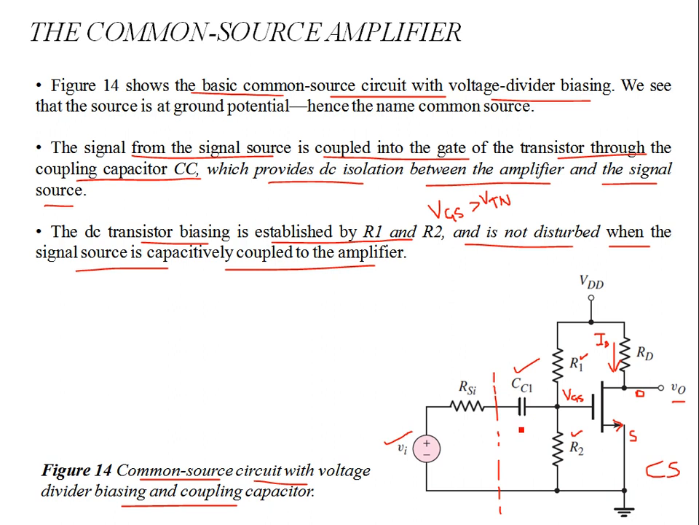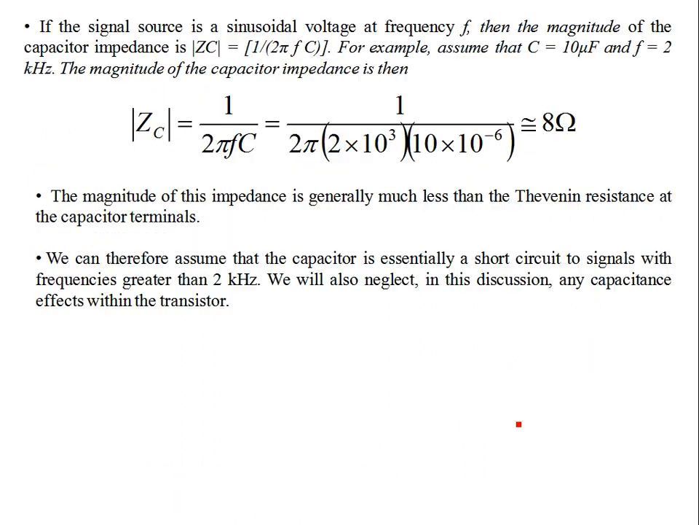Now, as far as the coupling capacitors are concerned in all these configurations, let's assume that for a signal of at least 2 kilohertz frequency, or more than 2 kilohertz, the capacitive reactance of the coupling capacitor is small enough to assume the coupling capacitor to be a short circuit in the equivalent AC circuit. So we are going to neglect the effect of coupling capacitors, right? It's just there to couple the AC signal. Otherwise, you don't need to consider the capacitive reactance in the equivalent circuit.